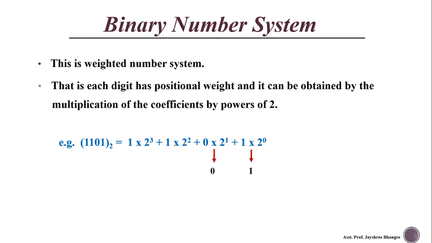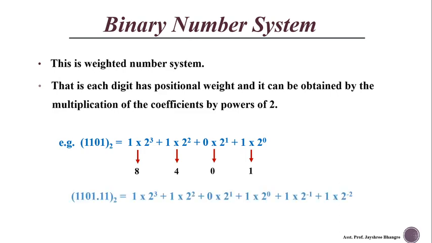And anything multiplied with a 0 is 0. So 1 into 2 raised to 2, that is nothing but a 4. 1 into 2 raised to 3 is an 8. So these are nothing but the positional weights of those particular bits.